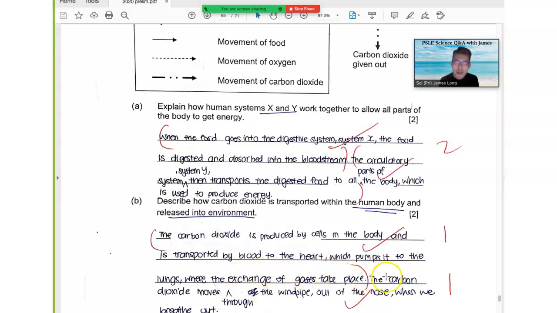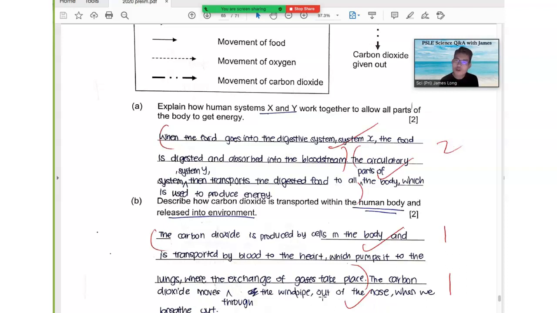So what happened here? Well, the carbon dioxide moves through the windpipe, out of the nose, where we breathe out. So many of you forgot about the windpipe. Somehow the carbon dioxide goes from the lungs straight to the nose. Cannot, okay? And good thing nobody mentioned you breathe out through your mouth, because your mouth is basically not your main organ where you will take in oxygen and give out carbon dioxide.